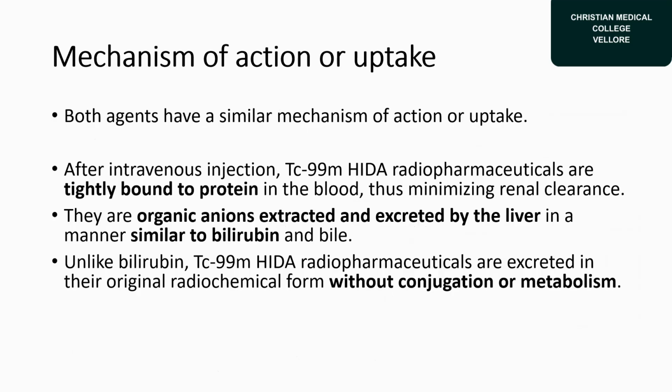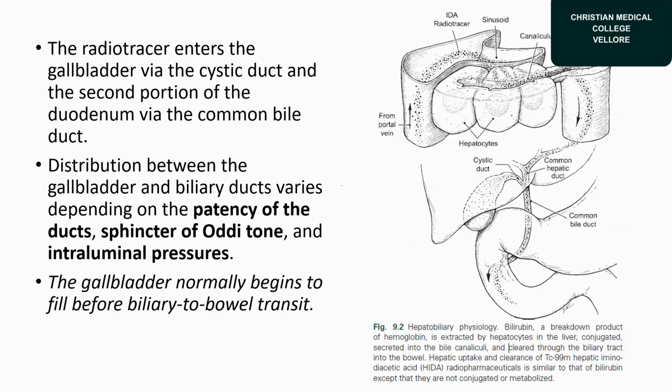So what is the mechanism of uptake? Both the agents have a similar mechanism of uptake. So basically, once given intravenously, they are tightly bound to proteins, mainly albumin, and hence there's minimal renal clearance. So via organic anion exchange, it is extracted and excreted by the liver. So it's taken up by the hepatocytes by this organic anion exchange, and then it is again excreted by the liver, similar to bilirubin. And unlike bilirubin, it does not undergo any conjugation or metabolism. So then this radiotracer enters the gallbladder via the cystic duct and goes on to enter the duodenum via the common bile duct.